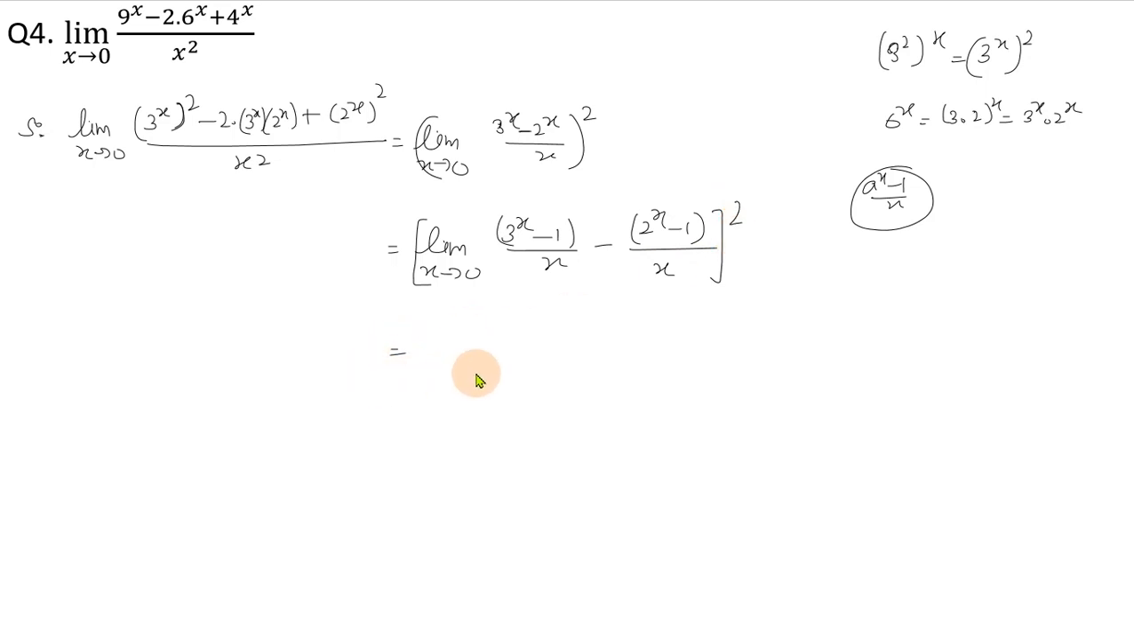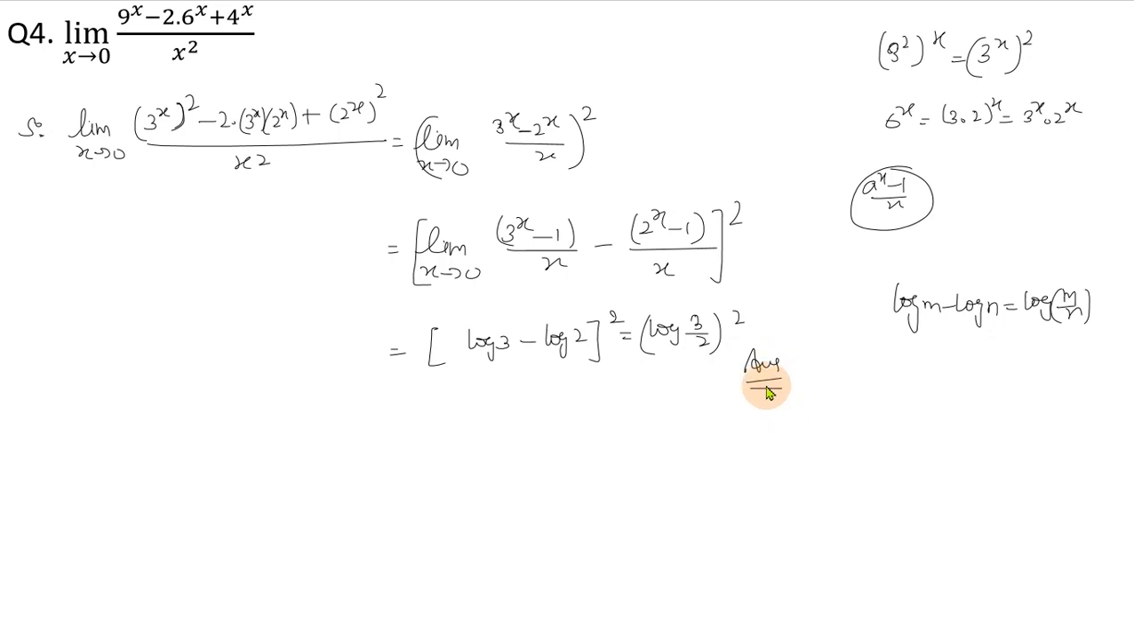Now the question is simple, so here you can write log of 3 minus log of 2. The first term is log 3 base e, I am not writing it, you better understand, log of 3 minus log of 2 whole square, and you know log m minus log n is equal to log m upon n. So here we can write log of 3 upon 2 whole square, and this is done.